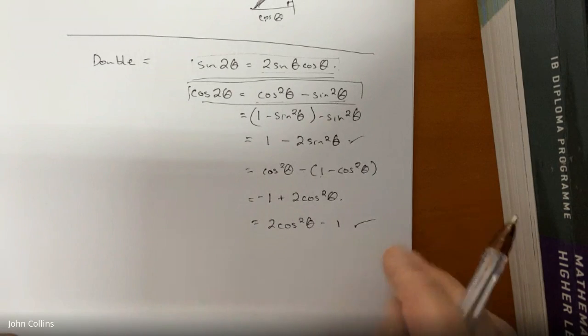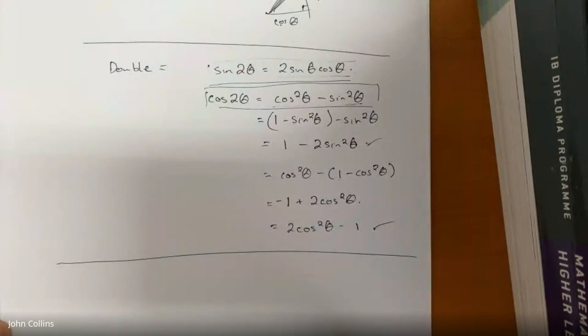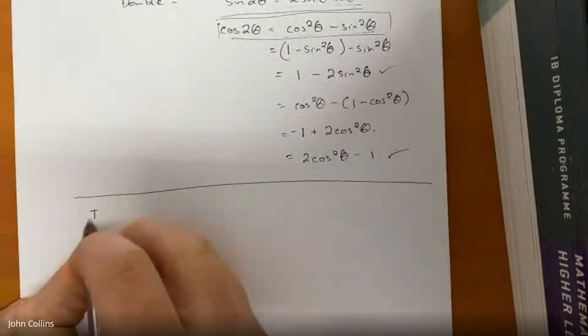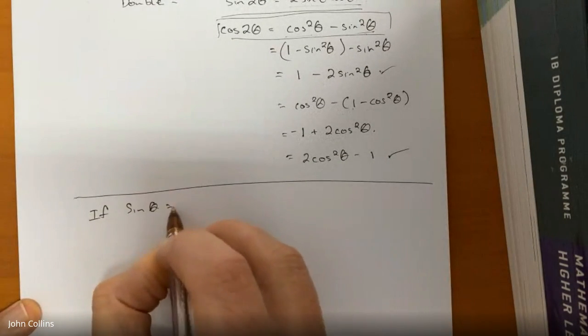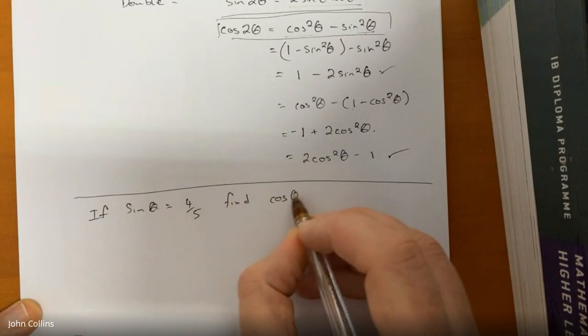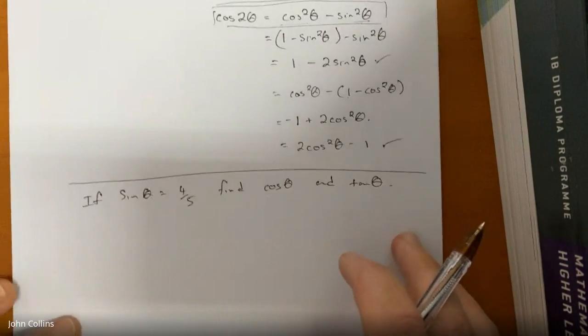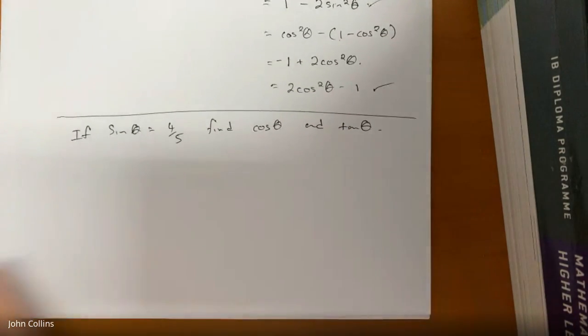Okay, so there are some identities, and they're given to you in the formula booklet. So, example question. If sine theta is 4/5, find cos theta and tan theta. So this has to be a gimme. You have to know how to do this straight away. And here's the question. How do you do this straight away?